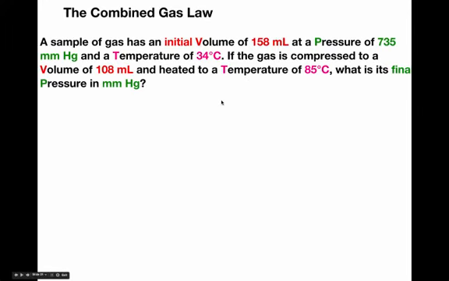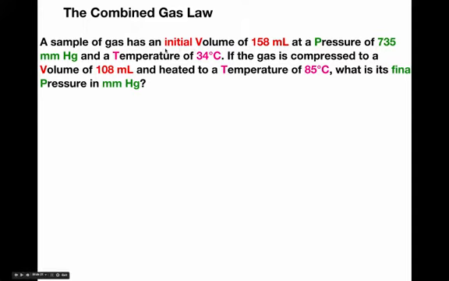So on the next slide, I'm going to show you a sample problem from your book. The combined gas law problems tend to be a little bit more complicated. So again, all you really have to do is follow carefully what is being stated in the problem and plug in the correct numbers into the correct spots.